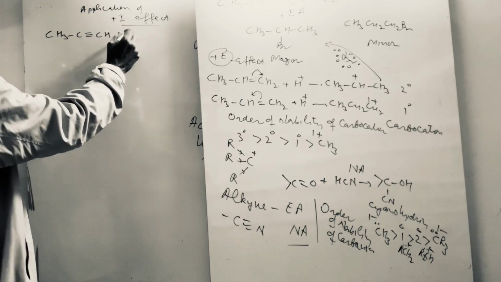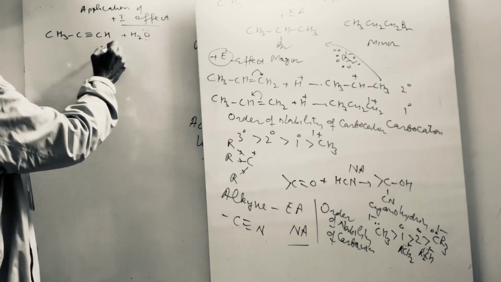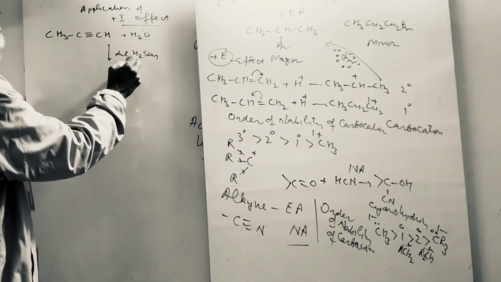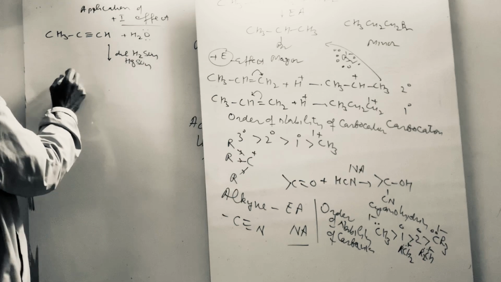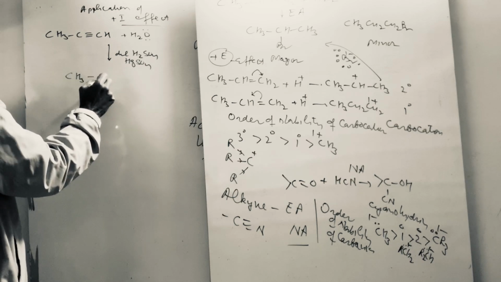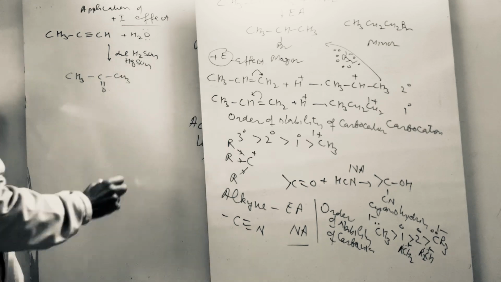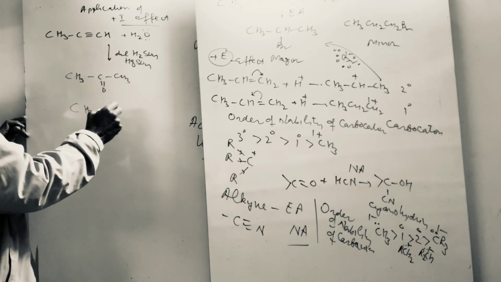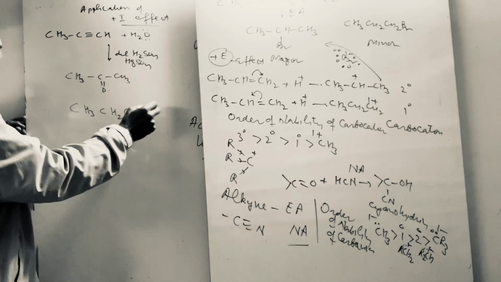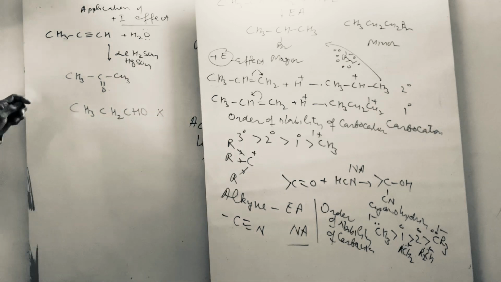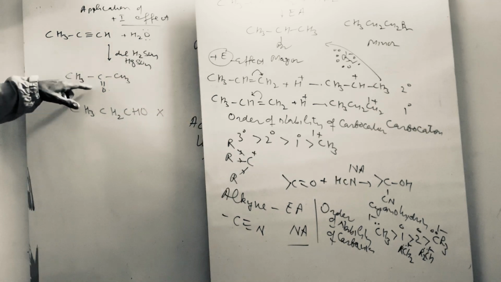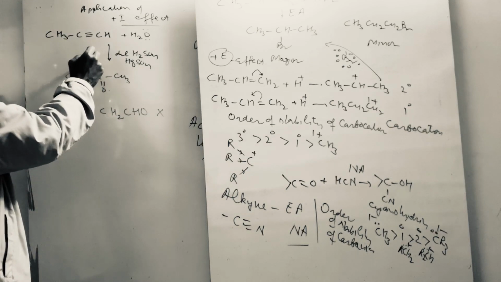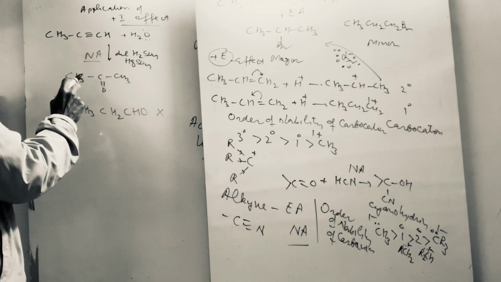In this case, if you add water in the presence of dilute sulfuric acid and mercuric sulfate, the product formed is this, not this. This is not formed because this will be involving the formation of a primary carbanion. This is nucleophilic addition. So why is this formed?